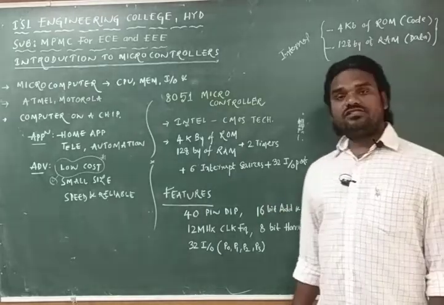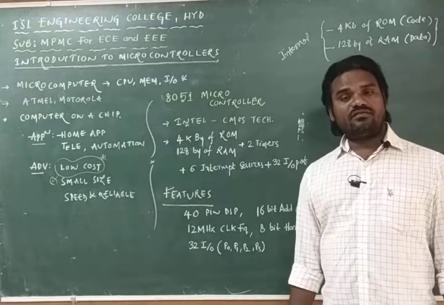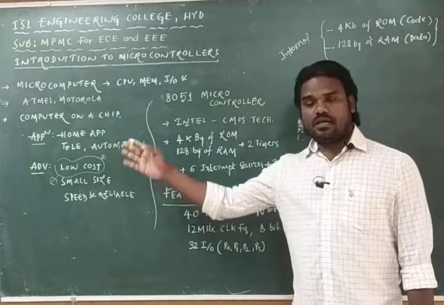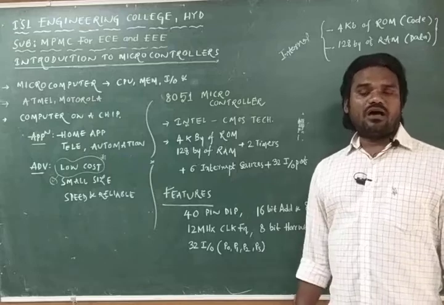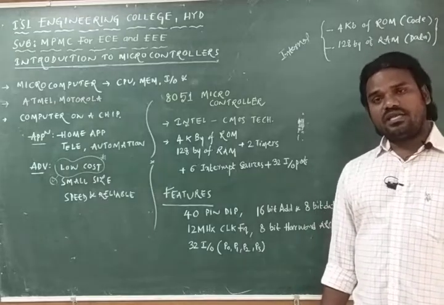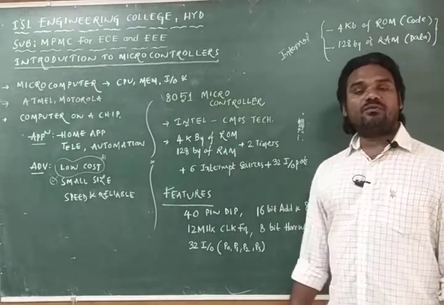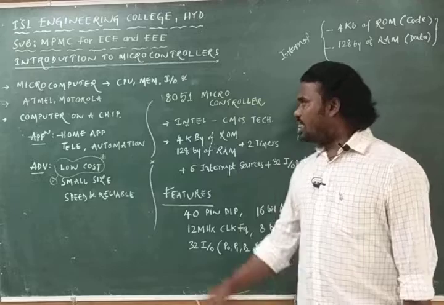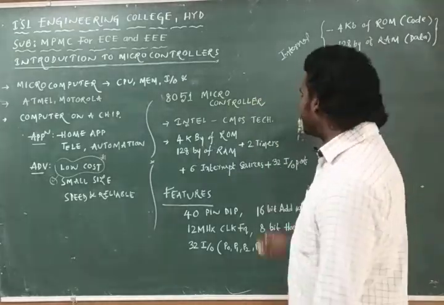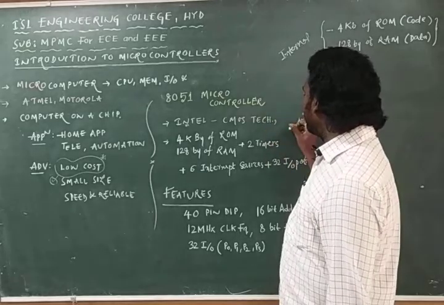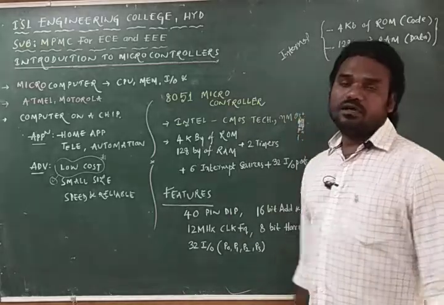8051, as I said, the microcontrollers are produced by various companies in the market. Atmel, Microchip, Motorola and Intel Corporation are the 4 popular companies producing microcontrollers. But this 8051 is produced by the Intel Corporation, and it is produced in 2 versions. One is in CMOS technology, and in NMOS technology also it is produced.